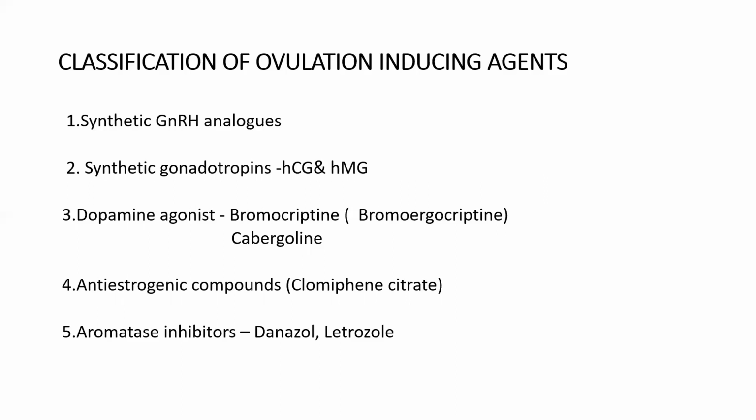There will be hyperprolactinemia, prolactin levels are increased. The hyperprolactinemia will lead to infertility. So, for treatment of the hyperprolactinemia, bromocriptine is used. And the fourth group of drugs are the anti-estrogenic compounds, that is clomiphene citrate. And the fifth one are the aromatase inhibitors, that is danazol, letrozole, anastrozole, and exemestane. These are the aromatase enzyme inhibitors.